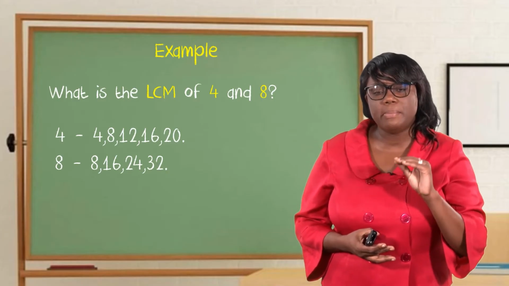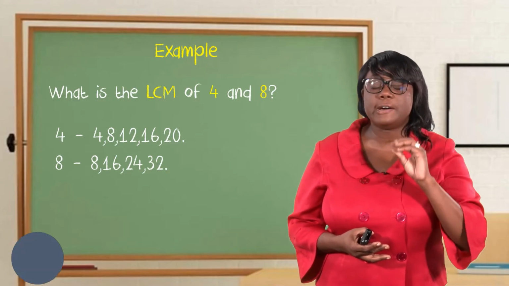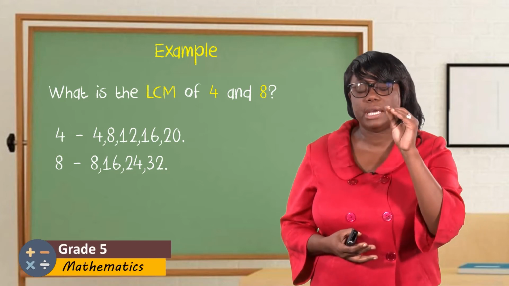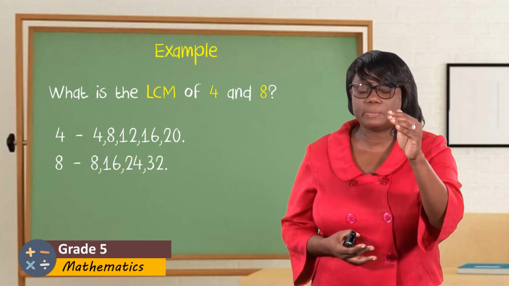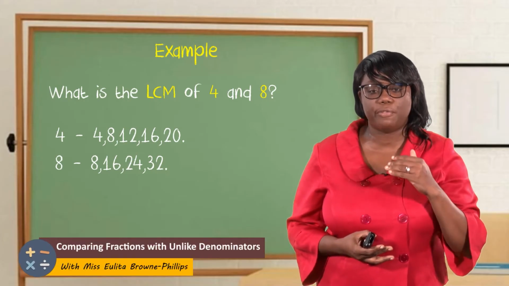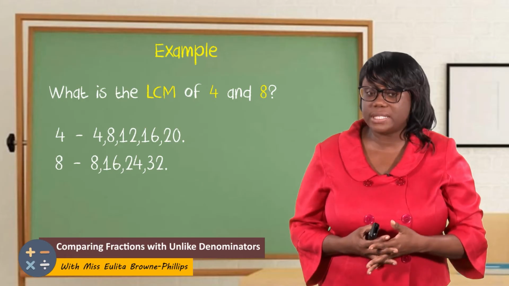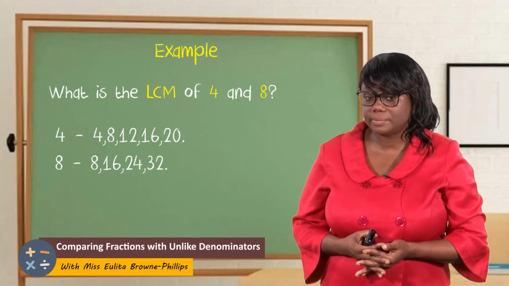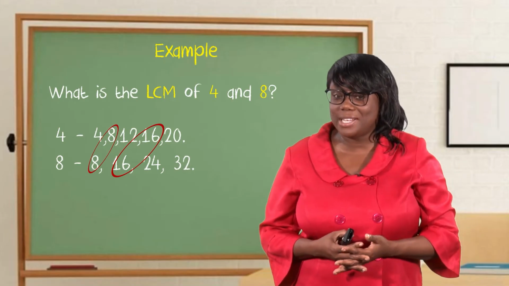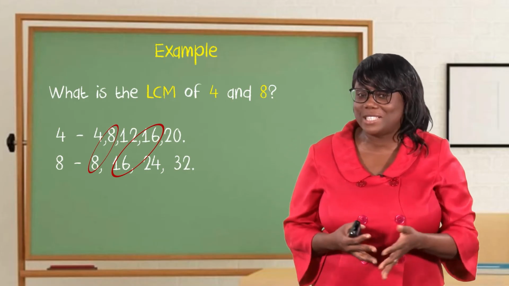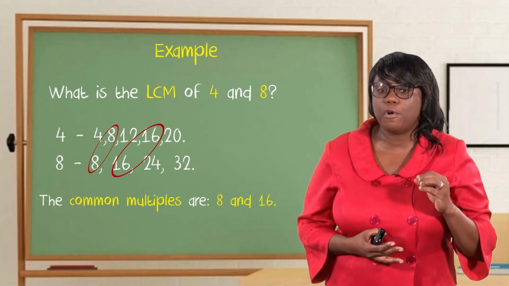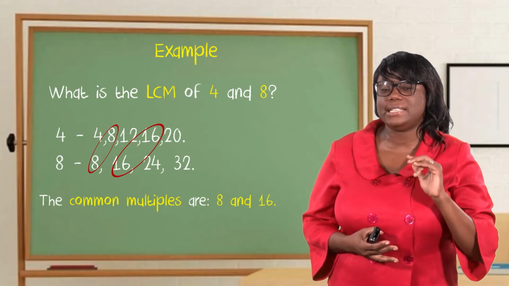What are the common multiples? When we say common multiples, what are the multiples that you see that are multiples of 4 and they are also multiples of 8? Do you see any of those? Did you say 8 and 16, boys and girls? You are absolutely correct. So the common multiples of 4 and 8 are 8 and 16.